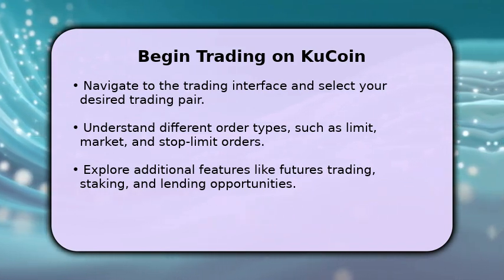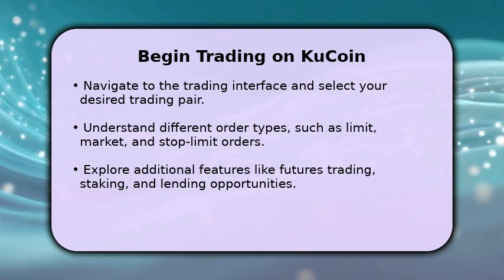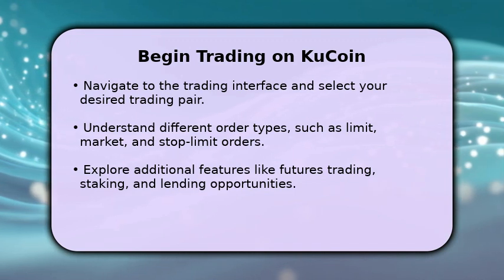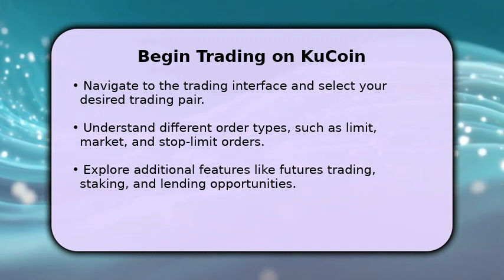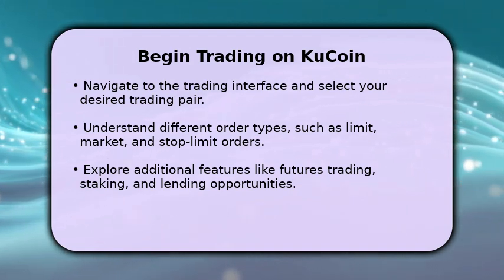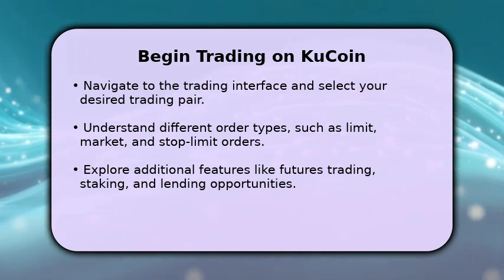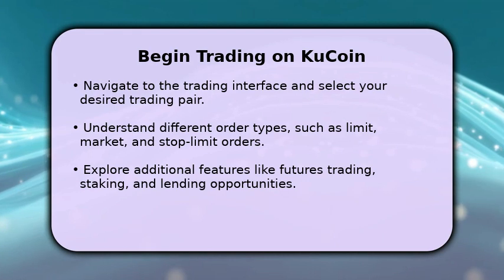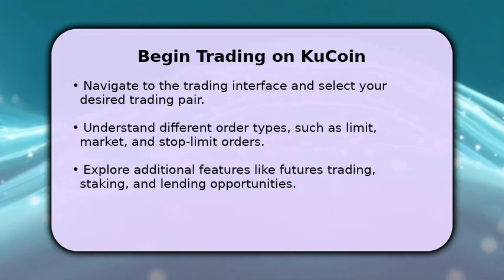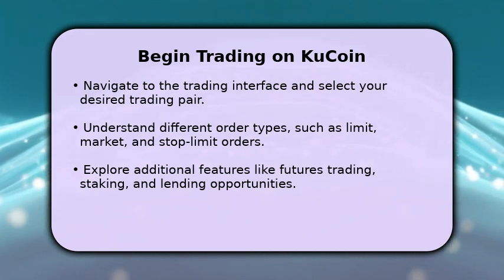Familiarize yourself with various order types, including limit orders for specific prices, market orders for instant execution, and stop-limit orders for risk management. KuCoin offers a wide array of features beyond spot trading, such as futures trading, staking for passive income, and lending services. Take your time to explore these options and maximize your crypto experience on the platform.